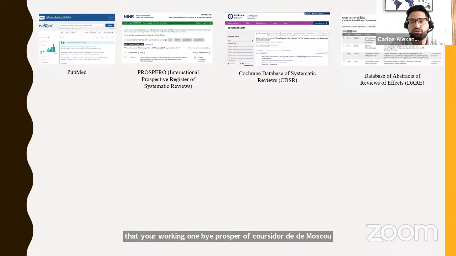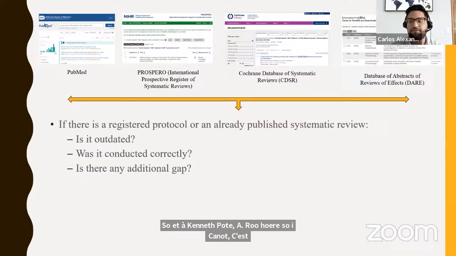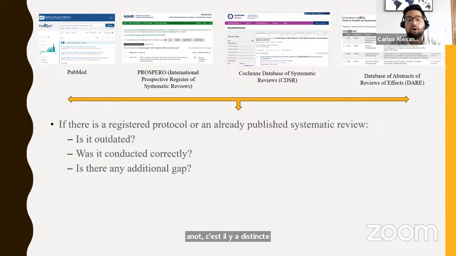Okay, so if you found a study that has been published or a protocol that is ongoing, what do you do? The first question is, is it outdated? I cannot put a rule here. I cannot say to you, okay, if it's 3 years old, you can conduct another systematic review, because it depends on the topic that you're studying. If you're studying something where updates or studies are being published every week, for example, this time frame is smaller, so you can maybe do another systematic review even in 1 year or 6 months or something like that.